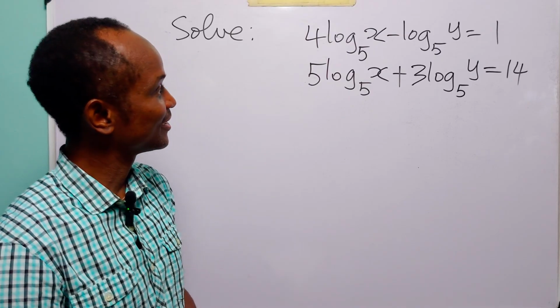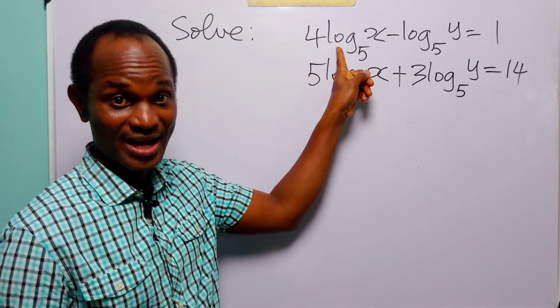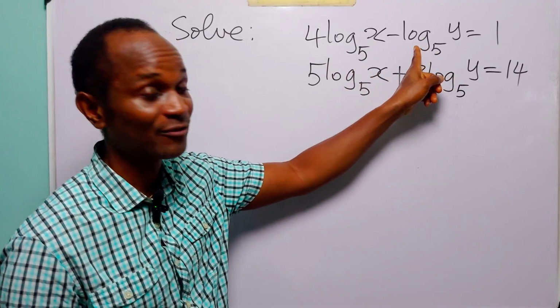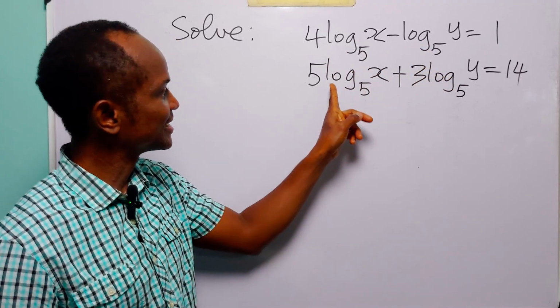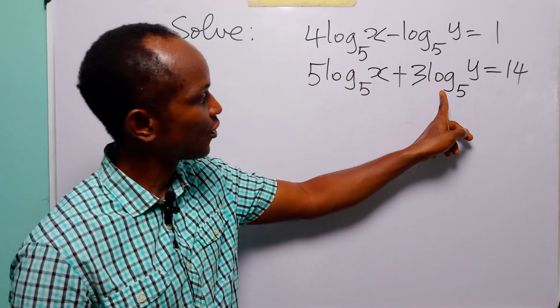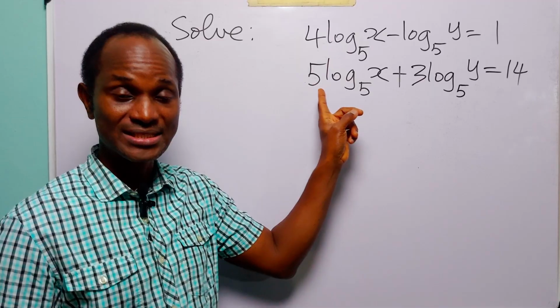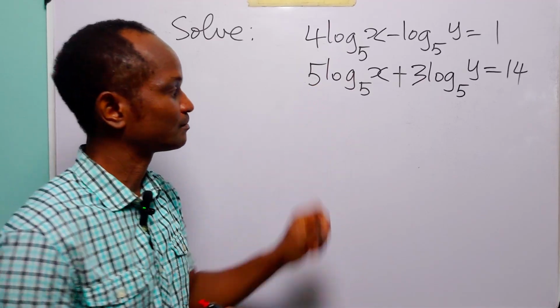Now let us look at the equations. In the first equation, we have log to base 5 of x and log to base 5 of y. And in the second equation, we also have log to base 5 of x and log to base 5 of y. So the easiest way to solve this system is by substitution.